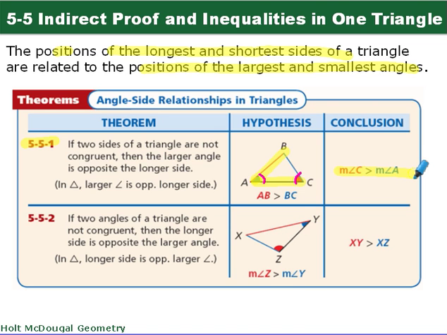And then 5-5-2, if two angles of a triangle are not congruent, then the longer side is opposite the larger angle. So here it's telling us that angle Z is larger than angle Y. So that means the longer side, which is XY, is going to be longer than the side opposite angle Y, which is XC. So XY is greater than XC.